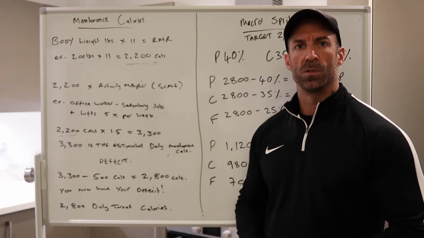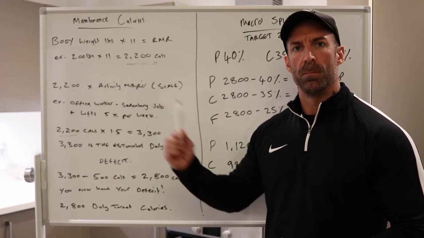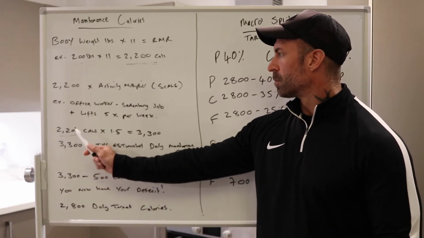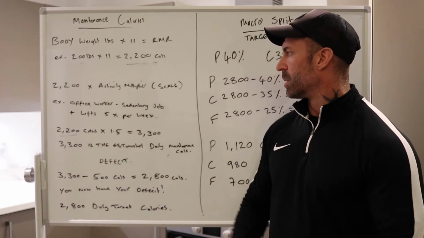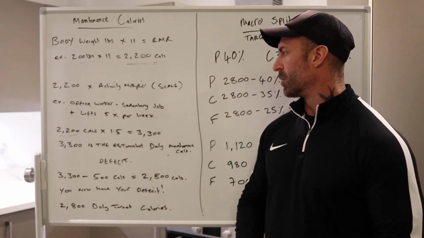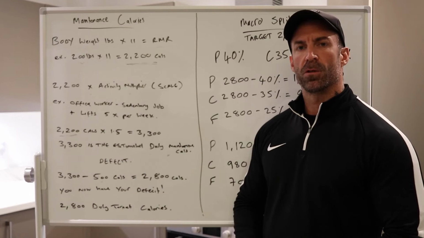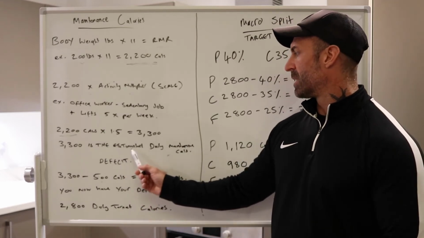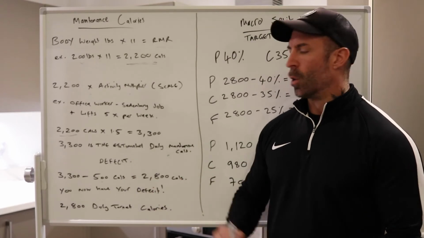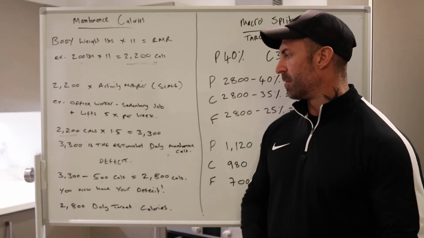If the office worker was exercising 6 times a week, it would be multiplied by 1.6. So in this example, 2,200 calories times 1.5 equals 3,300 calories. This 3,300 calories is your estimated daily maintenance calories. Once we have this figure, all we need to do then is put you into a deficit.